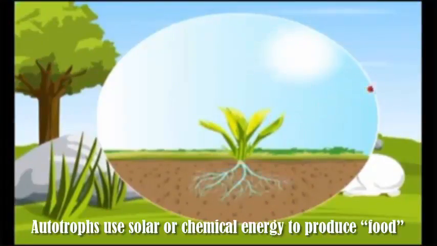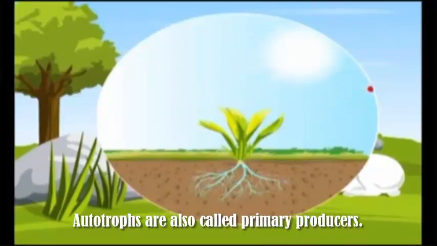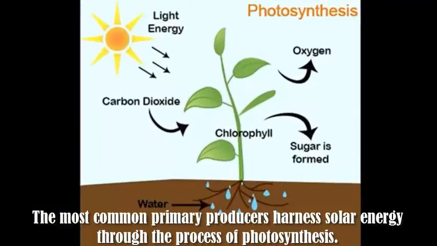Autotrophs use solar or chemical energy to produce food by assembling inorganic compounds into complex organic molecules. Autotrophs are also called primary producers. The most common primary producers harness solar energy through the process of photosynthesis.